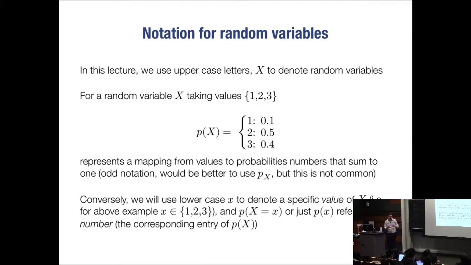And X now can take on different values, right? So for this example, suppose, for instance, X takes on the values 1, 2, or 3. In this case, this notation here, P of X, is actually kind of weird. Because normally, you think of something like P of X being a function of X.